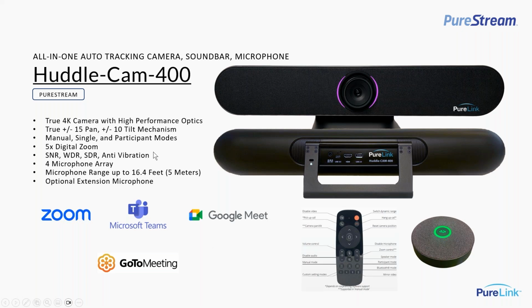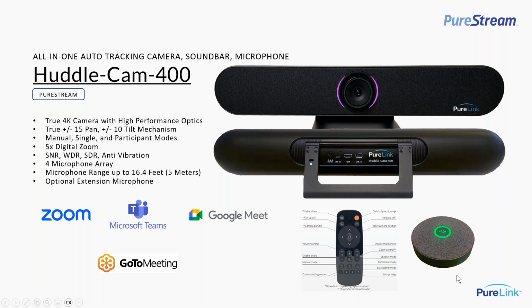Okay, so you have auto tracking that you can enable or disable and set a few different modes to that. We also have 5x digital zoom on here and signal noise reduction and dynamic range. There's 4 microphones built into here that serve the purpose of auto tracking to find the speaker, and the microphone pickup range is just under 16 and a half feet from the product. So that's a reasonable size presentation room.